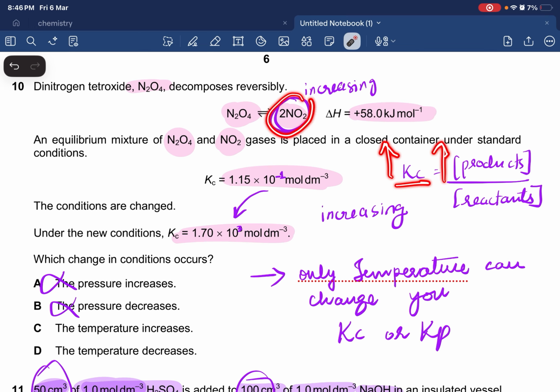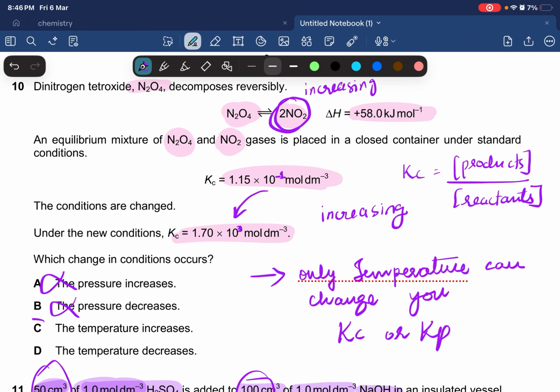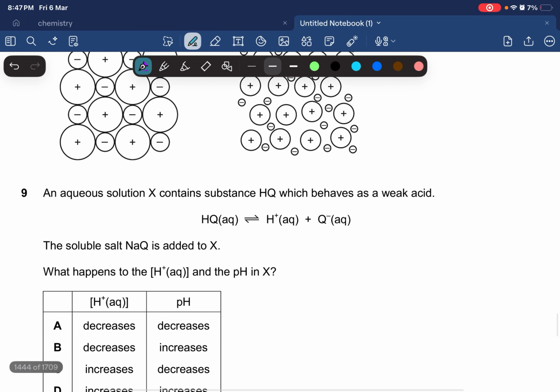That means your NO2 is increasing. And how can NO2 increase in an endothermic reaction? Obviously, if you increase the temperature, the reaction is going to move forward and make more product. Why? Because it's an endothermic reaction. When you increase the temperature, the reaction mixture tries to decrease it, and in order to decrease it, it moves forward. So the amount of your product increases, and the Kc value also increases. Okay, so that's what's happening over here.